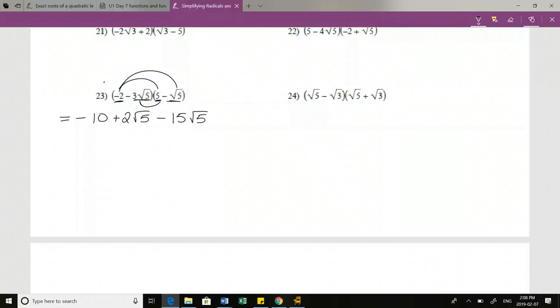And then last one, negative times negative makes a positive. And then the 3√5 times √5 gives us 3√25. Okay, so I think we can put these together. If I have 2√5s and I subtract 15√5s, how many √5s do I have? -13, yep, good. So I have -13√5s. I think we can square root this 25 here to get 5.